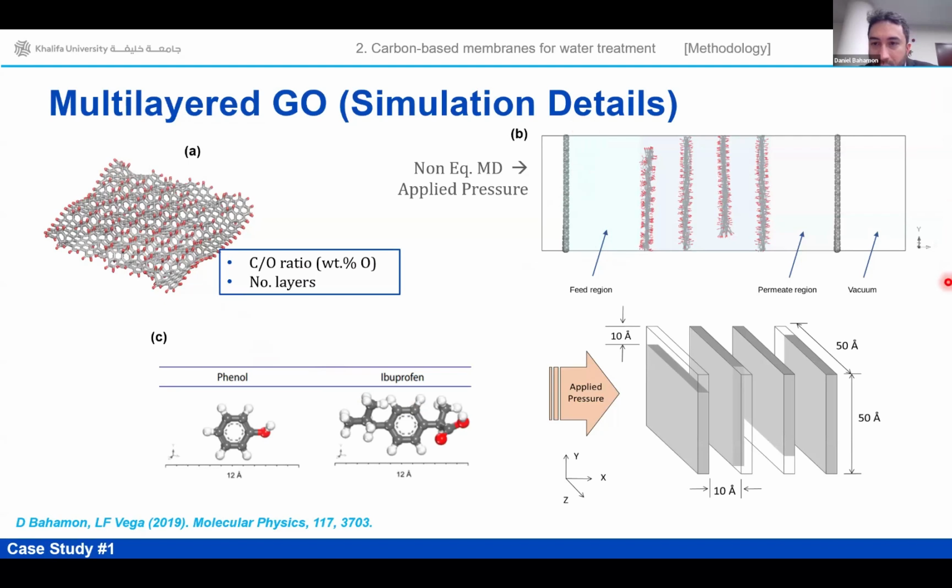So basically the model comprises this type of simulation. In this case, not Monte Carlo, we are now performing molecular dynamics. In this case, non-equilibrium molecular dynamics, because basically we are applying a piston to the feed region to try to move the molecules through the different channels that were created on the membrane, and to get them into the permeate region.